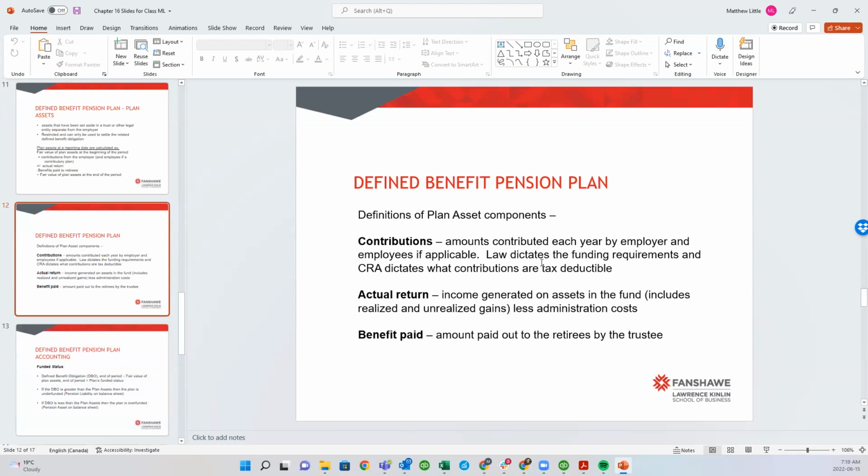Looking at the definitions again, kind of covered this, contributions, okay? So, you know, we sent $90,000 over to the plan, that'd be our $90,000 contribution, etc. Just a note here on the actual return, you always look at the income generated less any administration costs. So say the plan assets generated $50,000 of income, but it cost you $5,000 to achieve that, you'll only record the $45,000 as your actual return.